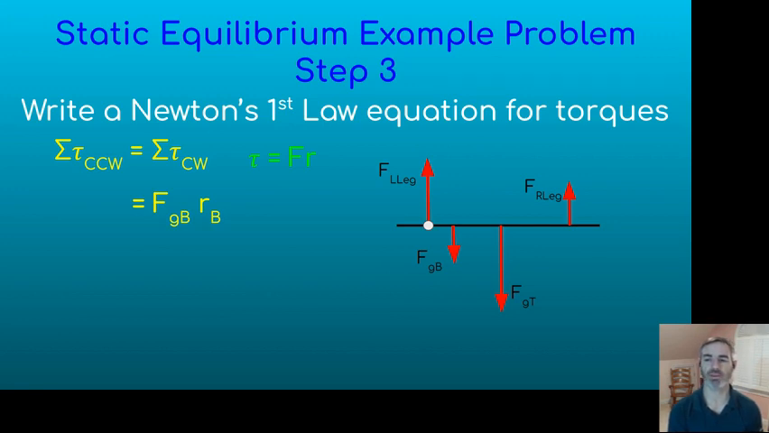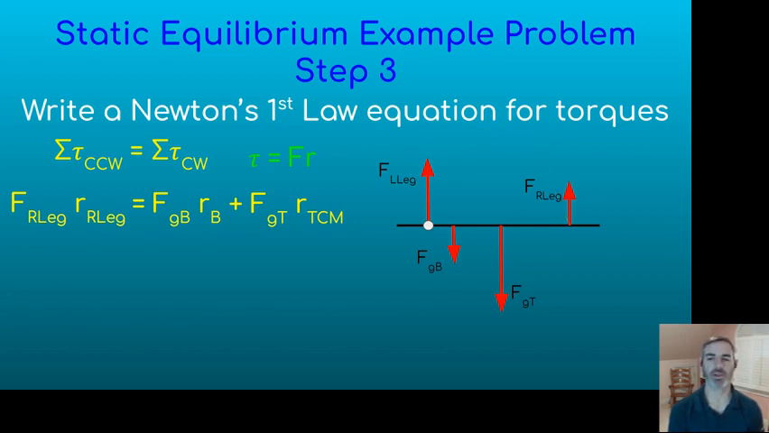And likewise, we have the force of gravity on the table pulling down. So that's going to cause a clockwise rotation as well. Now the right leg is going to cause a counterclockwise torque. So the force is going to be on the left side of our equation. So we'll turn that into a torque by multiplying by the distance.